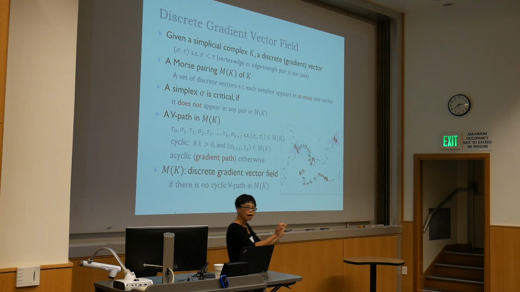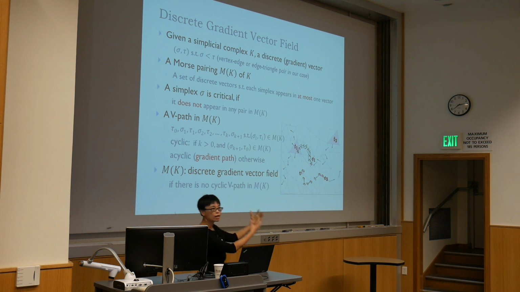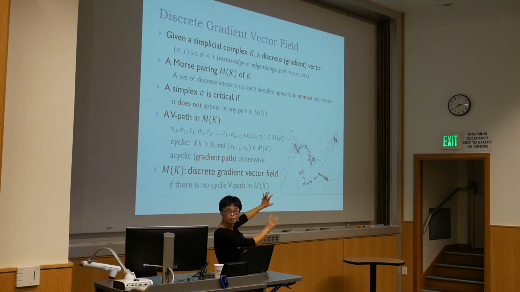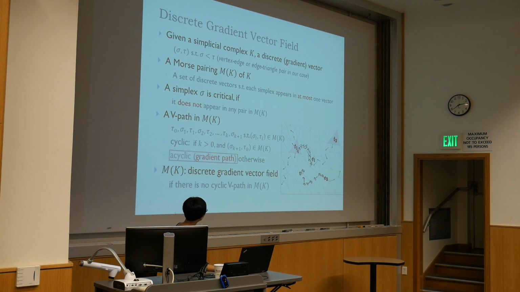Now, if a V-path is acyclic, namely it doesn't come back to itself, then it's a gradient path, because in a gradient field, you don't come back to yourself. It's not an arbitrary vector field. And if you have an entire discrete gradient vector field, a bunch of pairings between simplexes, such that there are no cycles, then that's a valid discrete gradient vector field. So it's a very combinatorial view of the gradient field that we saw earlier.